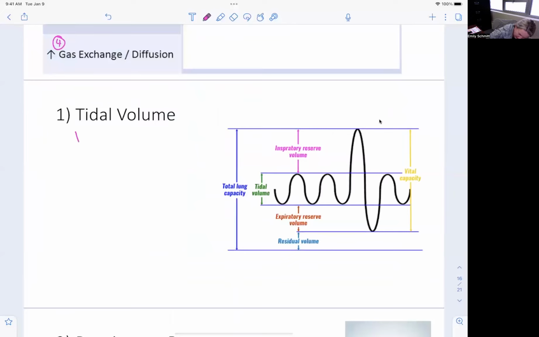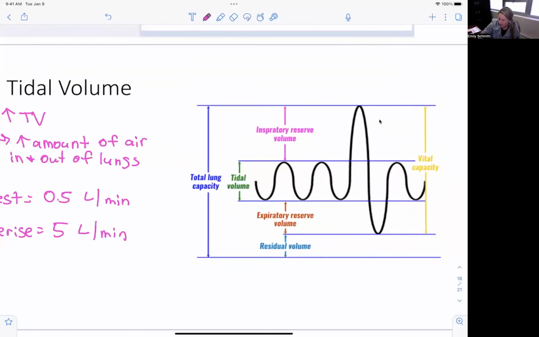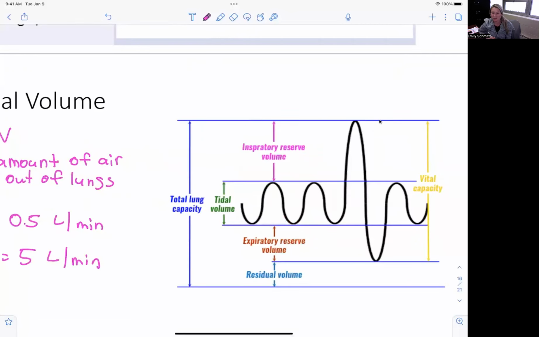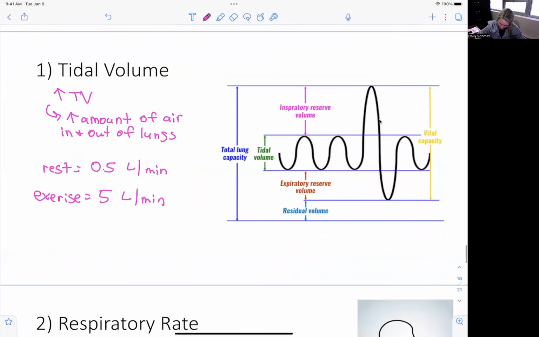So if we have an increase in tidal volume, this means that we are increasing the amount of air in and out of our lungs. At rest, our pulmonary ventilation is about 0.5 liters, and then at exercise, we can get up to about 5 liters per minute. This colorful picture here on the right is just to remind you about spirometry and tidal volume and our total lung capacities that we discussed in a few lectures prior.